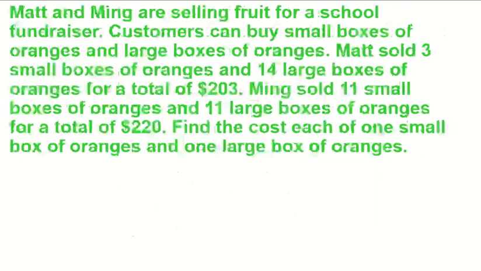So a little bit different. Try this one. Matt and Ming are selling fruit for a school. Customers can buy small boxes of oranges and large boxes of oranges. Matt sold 3 small boxes and 14 large boxes for a total of $203. Ming sold 11 small boxes and 11 large boxes for a total of $220. We need to find the cost of each one of those boxes.